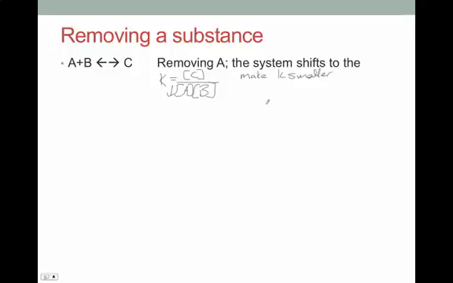So in order to make that smaller, we need to decrease our numerator and increase our denominator. Remember, we have products in the numerator, so that means we need to decrease our products and increase our reactants. In order to do that, our reverse reaction has to become dominant. And the reverse reaction is pointing left, so that means it shifts left.